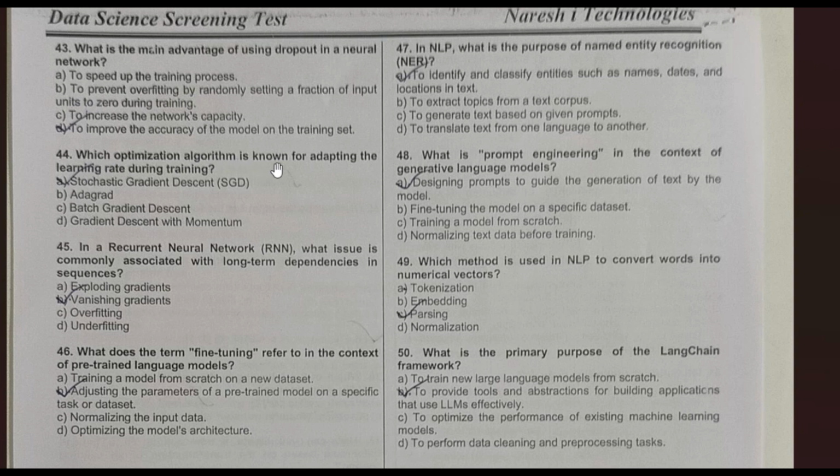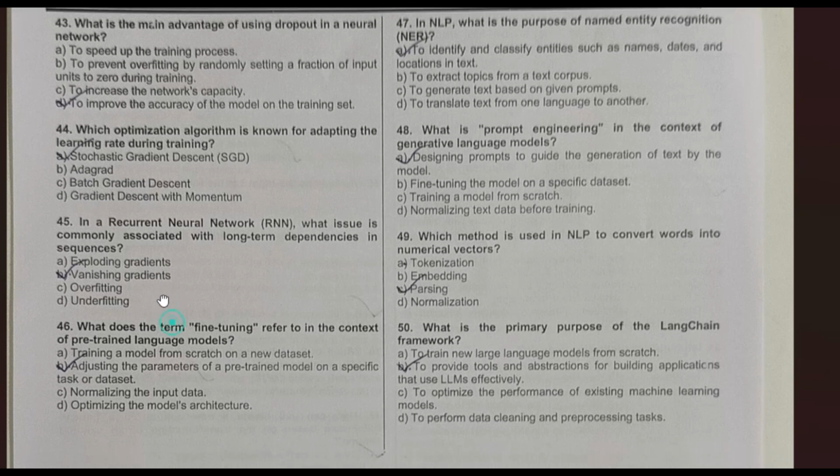Which optimizer is known for adapting the learning rate during training? SGD, mini-batch gradient descent, momentum. These three are not. Adagrad will be the answer. Adagrad, RMSprop, Adam will be adapting the dynamic learning rate during the training. So Adagrad will be the answer. In a neural network, what is the issue commonly associated with long-term dependencies in sequences? Vanishing gradient will be the answer.